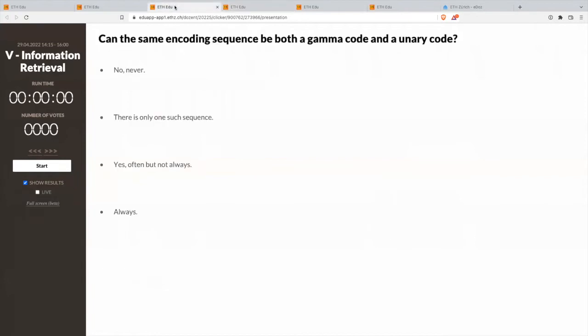Okay, and I think I have a last one. Can the same encoding, this is a puzzle, can the same encoding sequence be both a gamma code and a unary code at the same time? Never, there's only one. Yes, often, but not always, or always.